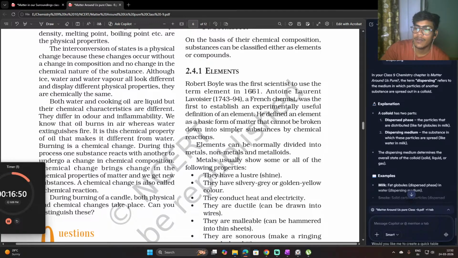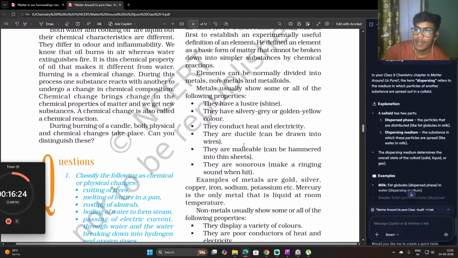So elements. Robert Boyle was the first scientist to use the term element in 1661. Antoine Laurent Lavoisier, a French chemist, was the first to establish an experimentally useful definition of an element. He defined an element as a basic form of matter that cannot be broken down into simpler substances by chemical reactions.